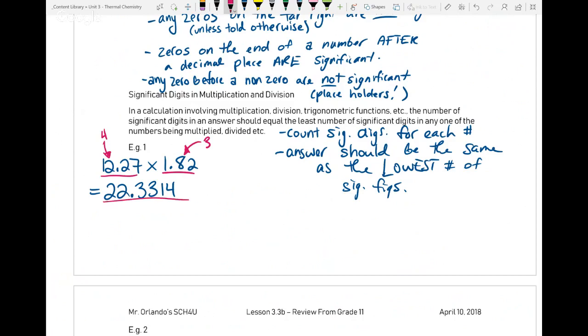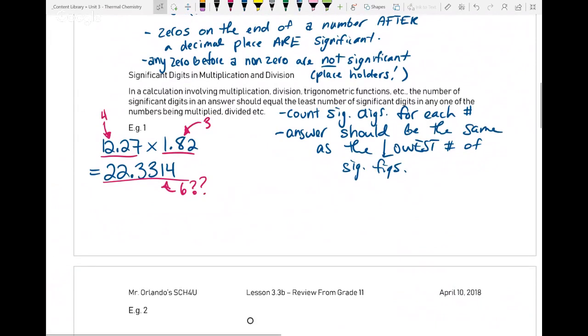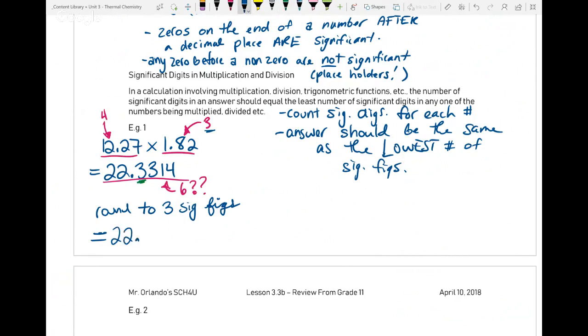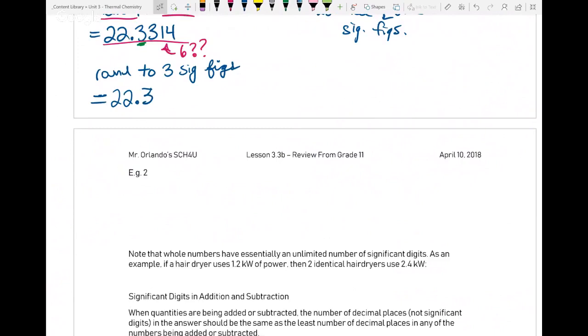How can I possibly get 1, 2, 3, 4, 5, 6 significant digits in the answer? And the answer is I can't. You can't have a more precise answer than the numbers you started with. So we have to round this to 3 sig figs, because that's the lowest number in the question. There's a 3 next to it, so this would be 22.3. I'm done.